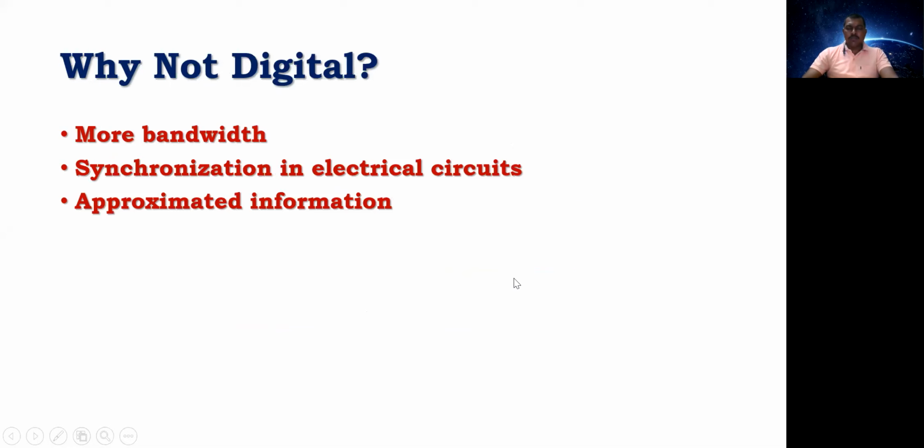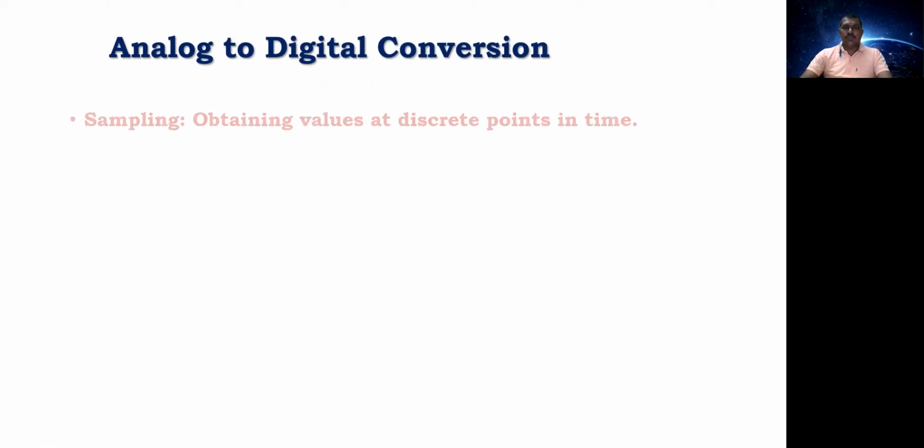Now, why not digital? Because more bandwidth is required, synchronization in electrical circuits is required, and we have approximated information. We don't have the exact information. We have approximated information. Right? So we can't say that whatever digital signal we have converted is exact. So we are using approximated circuits of it, which we call analog to digital converters.